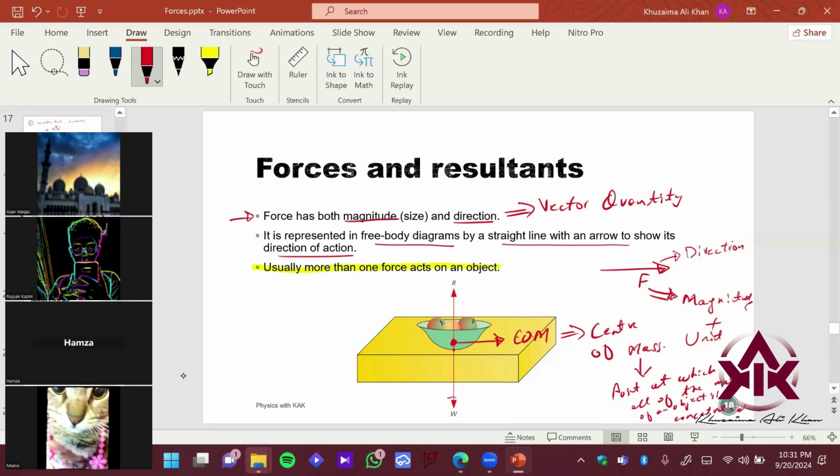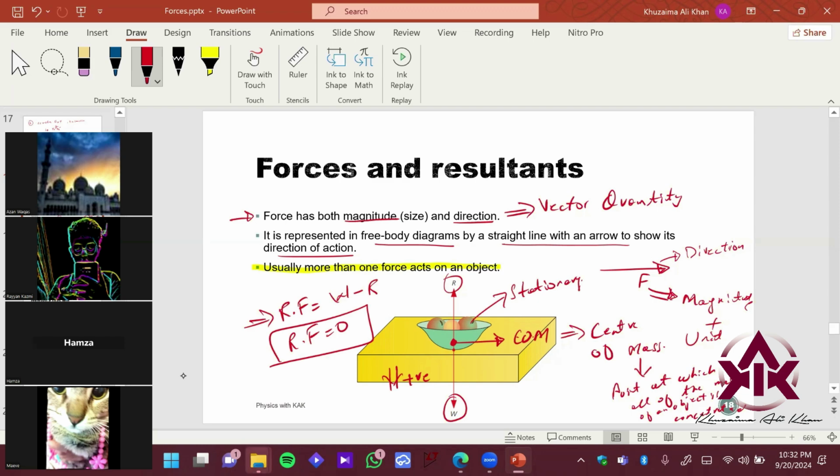So one vector is the weight, which makes sense because of gravity. And due to contact, we have another force acting upwards, that is called R. If you want to find the resultant force, that is going to be a vector sum. Let's take this direction as positive, so it's going to be W minus R. Since they are both the same, the resultant force is 0, and that is why it is stationary. This bowl of fruit is stationary over here. It's not moving anywhere.